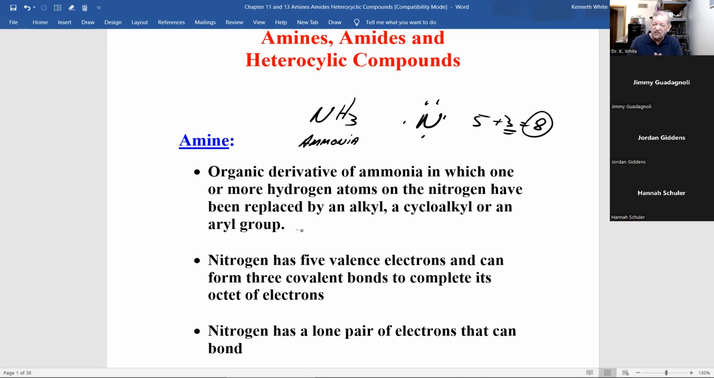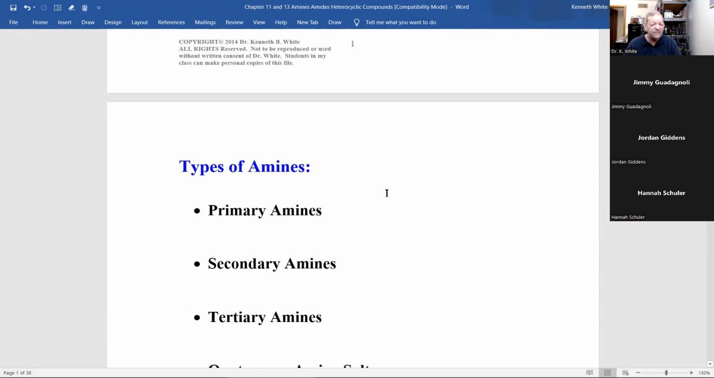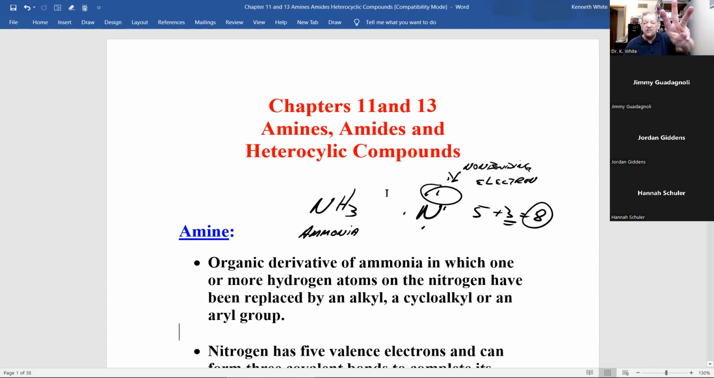But let's add something exciting to the mix. And that is these non-bonding electrons right here can also be used in a bond. So nitrogen has a lone pair of electrons that can bond. And what that means is you can have 3 bonds to nitrogen or 4. Yeah, it gets a little tricky at times, but unlike carbon, which is always 4 bonds to carbon, in amines and their derivatives, molecules made from amines, you can have 3 bonds to nitrogen or 4. And we'll see how to tell the difference.